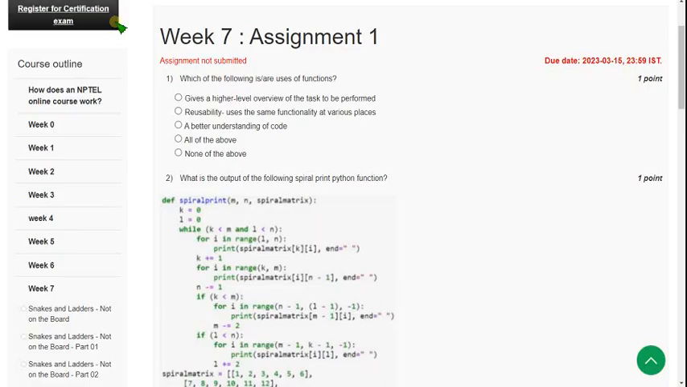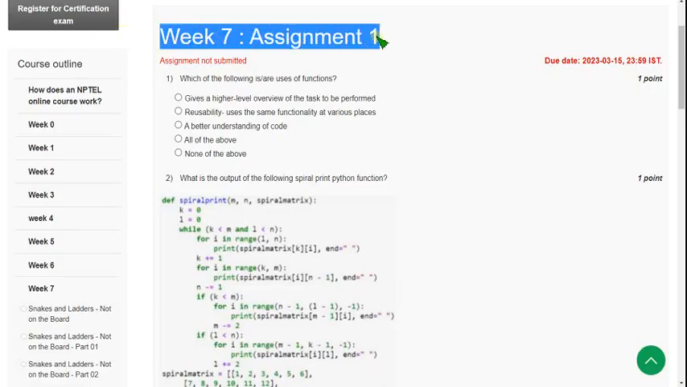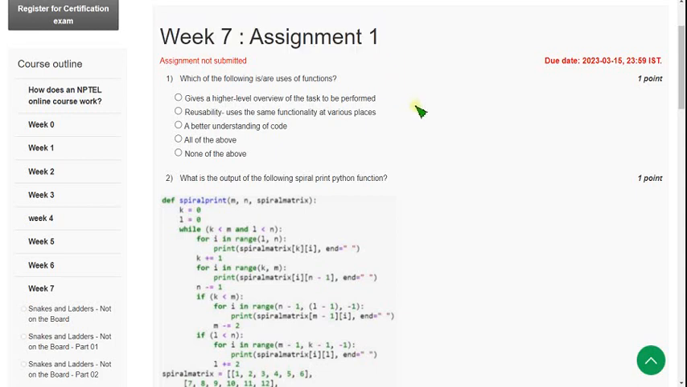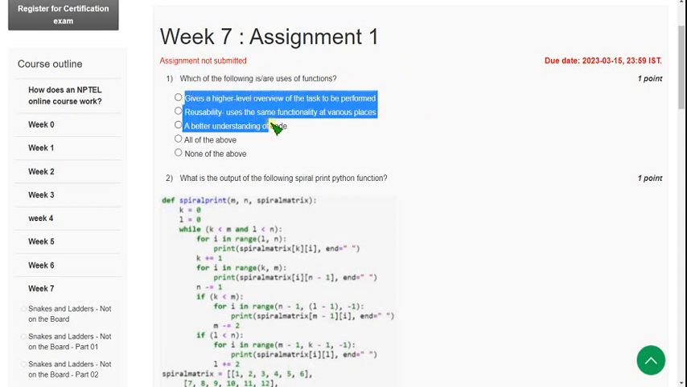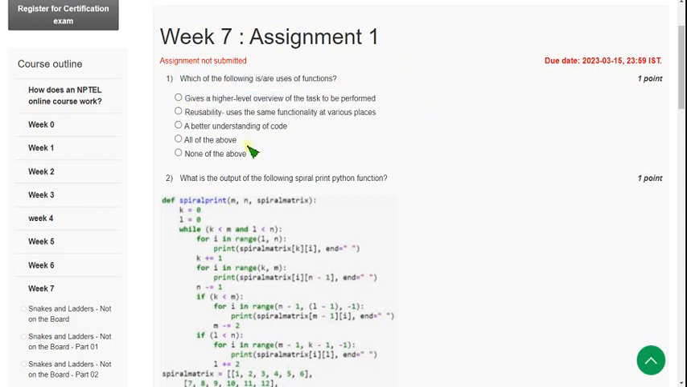So let's get back to the video now for solutions of week 7 assignment of Joy of Computing using Python course. Guys, I have also made a programming assignment video. You can go through that after this video. So first question, which of the following is or are uses of functions? So what are the uses of the functions? All the given three are the uses of the functions. So mark option 4, all of the above.